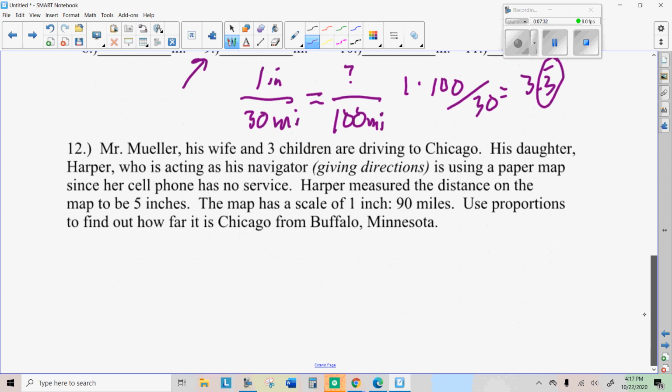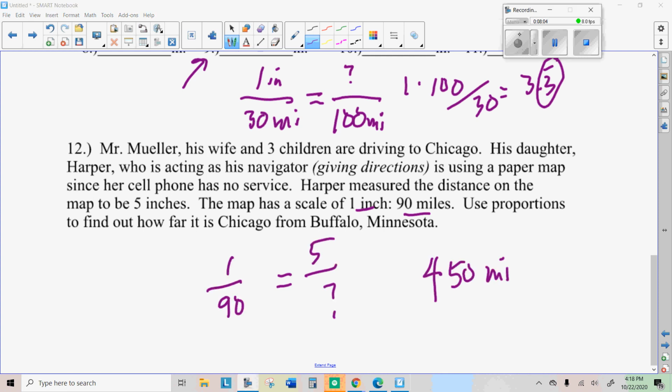All right, so let's see if we can solve a problem. Mr. Miller, his wife, and 3 children are driving to Chicago. His daughter, Harper, who is acting as his navigator, is using a paper map since her cell phone has no service. Harper measured the distance on the map to be 5 inches. The map scale of 1 inch is 90 miles. Use proportions to find the distance. All right, I'm going to let you try and set that up, and you could try and figure it out. Go ahead and pause. There's my work. See if that agrees with you.